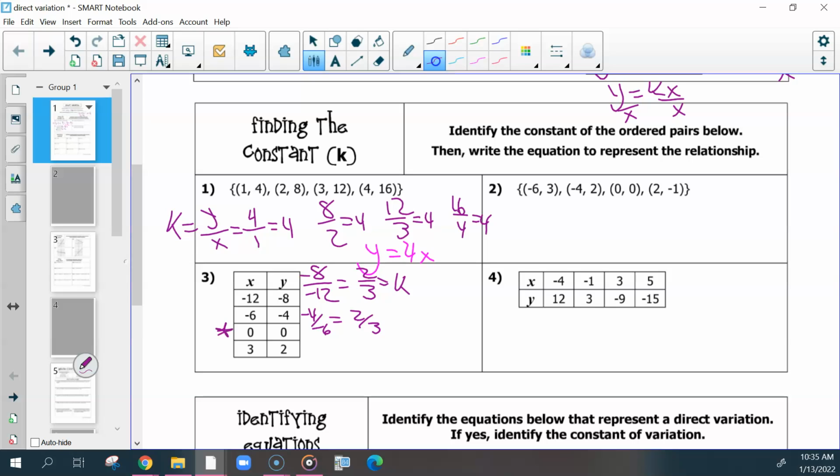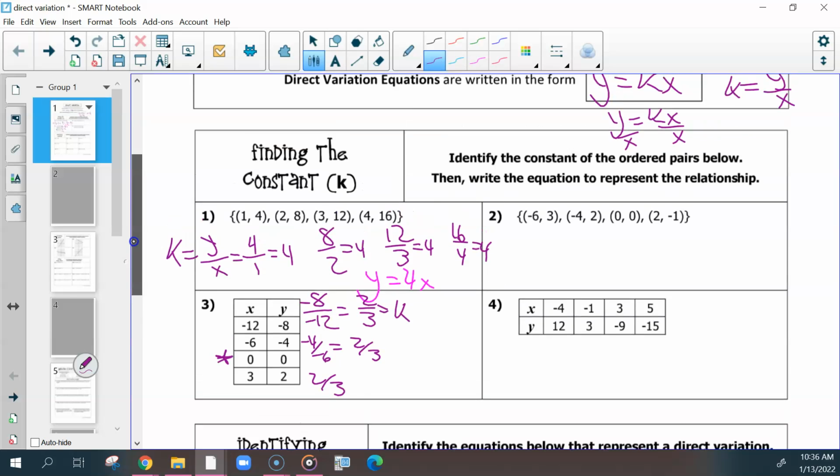I'm going to skip this one and come back to that. 0 divided by 0 would obviously not be 2/3, but there's a reason why this still works. And then 2 divided by 3 would be 2/3. So everything besides that 0, 0, the constant k is the same.